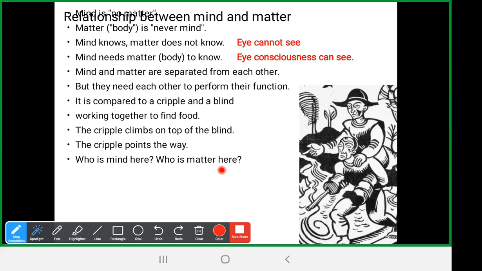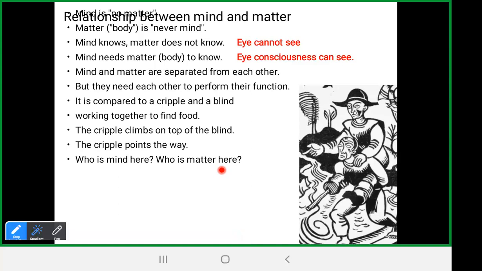So this is one of the similes shown in the Path of Purification, just trying to show us the relationship between this mind and matter. They need to help each other. So in this way, they can do whatever they wish to do.